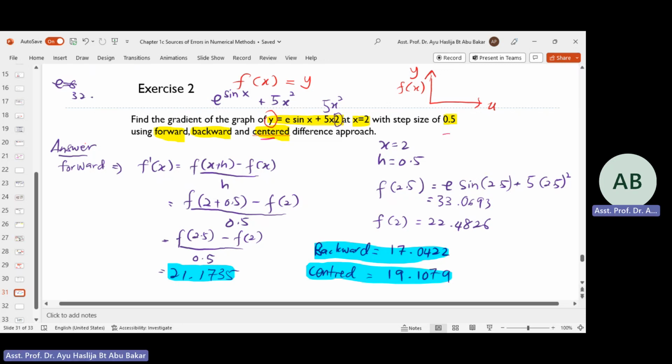Is there any exercise in chapter 1? I just uploaded chapter 1, but in chapter 1 we are starting from the numerical because I follow the textbook.